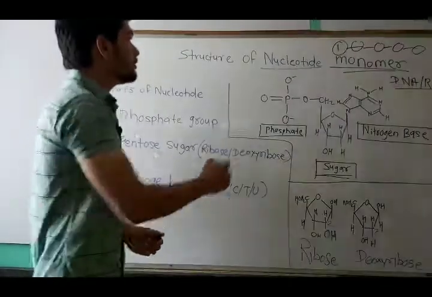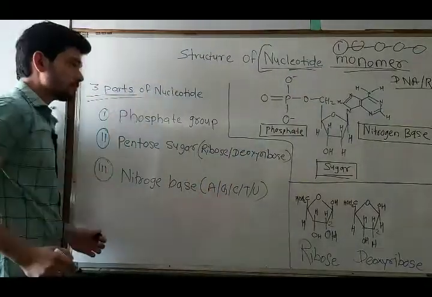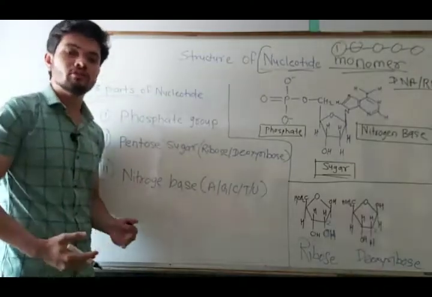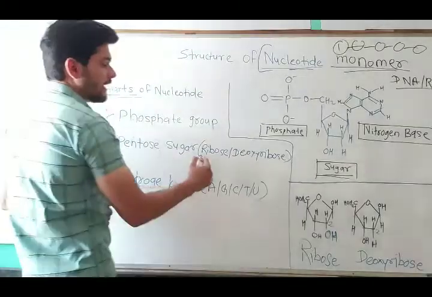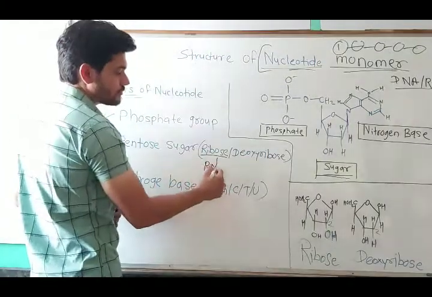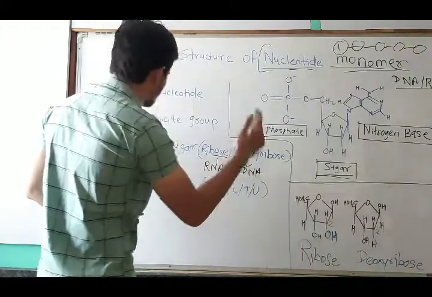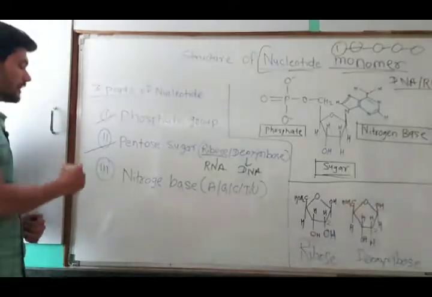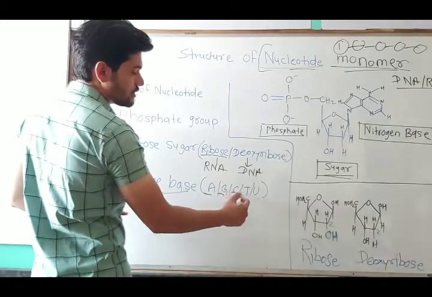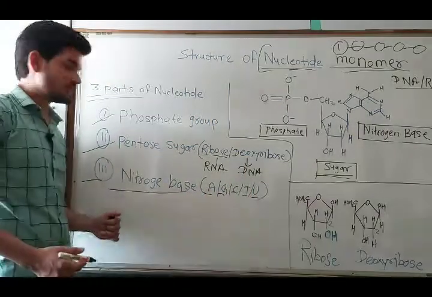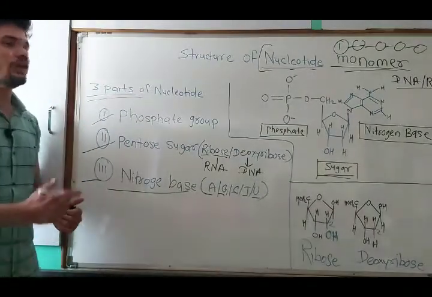In the nucleotide there are three parts, or three components, from which one nucleotide is made. One is the phosphate group, second is pentose sugar, which can be ribose in case of RNA and deoxyribose in case of DNA. Third one is the nitrogen base, which can be adenine, guanine, cytosine, thymine or uracil. So from these three components the nucleotide is made.